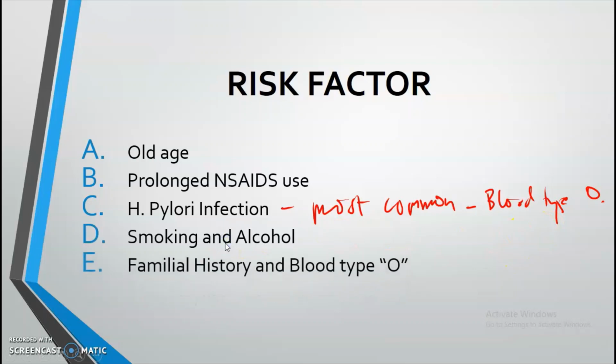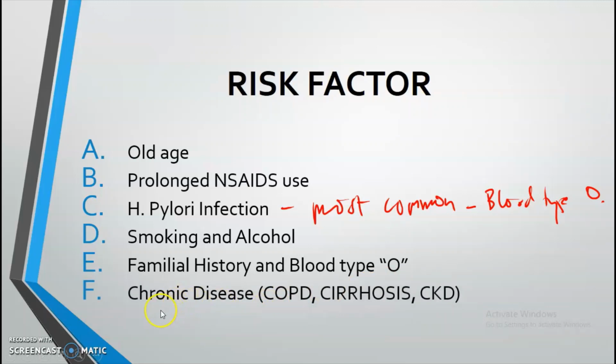Okay? Another one is smoking plus alcohol consumption, because this increases your gastric content secretions, plus it also weakens our immune system and the resistance of our gastrointestinal lining. Familial history, okay, and just like I said earlier, if you are a blood type O individual. Another one is if you do have a chronic condition such as chronic obstructive pulmonary disease or disorder, cirrhosis, specifically your liver cirrhosis, and your chronic kidney disease.